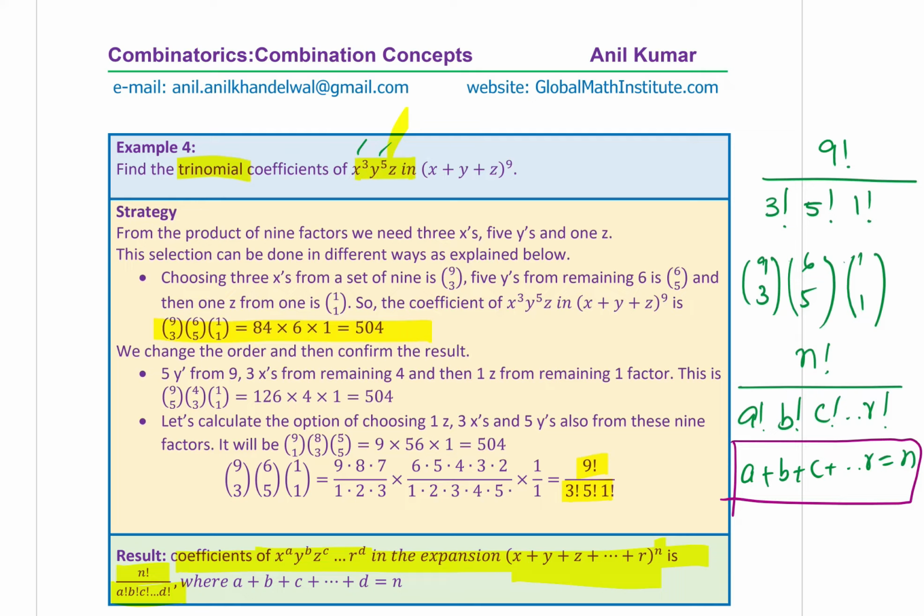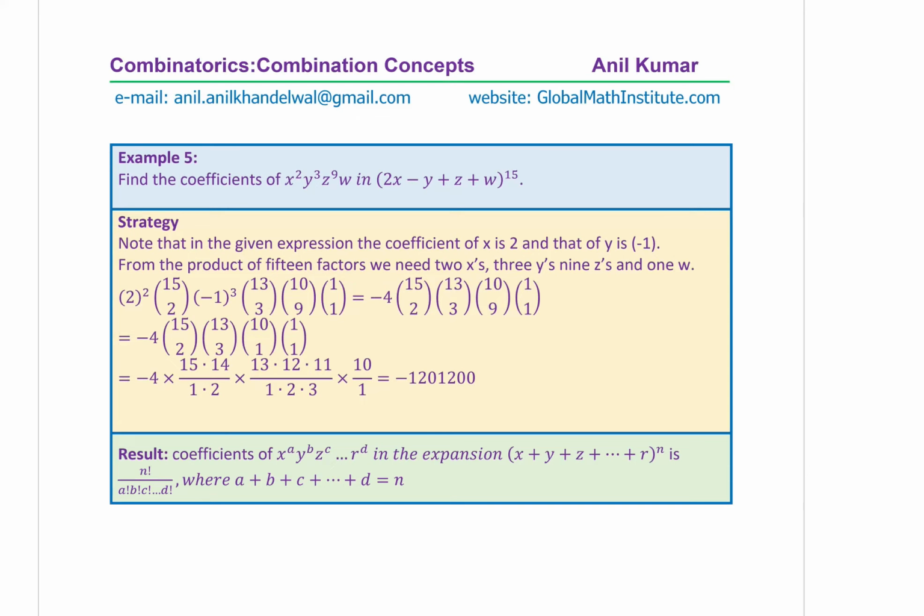So that is how such questions can be done very easily with the concept of combination. I hope that is absolutely clear. Now let's take another type of question. Here's another practice question for you on the same basis. Now it's a tricky one. It says find the coefficient of x square y cube z to the power of 9 times w in, note a change in your polynomial. It is not x plus y plus z plus w, right? What we have is 2x minus y plus z plus w to the power of 15. Do you get the idea?